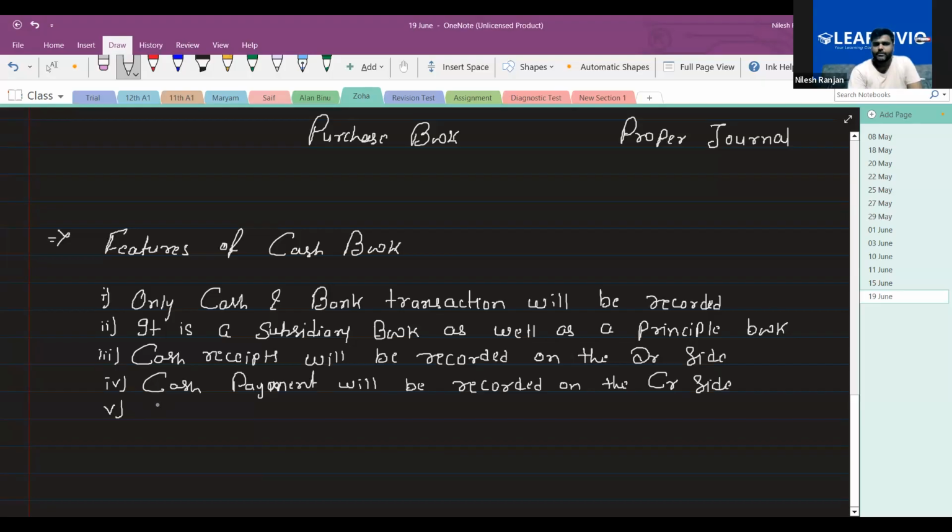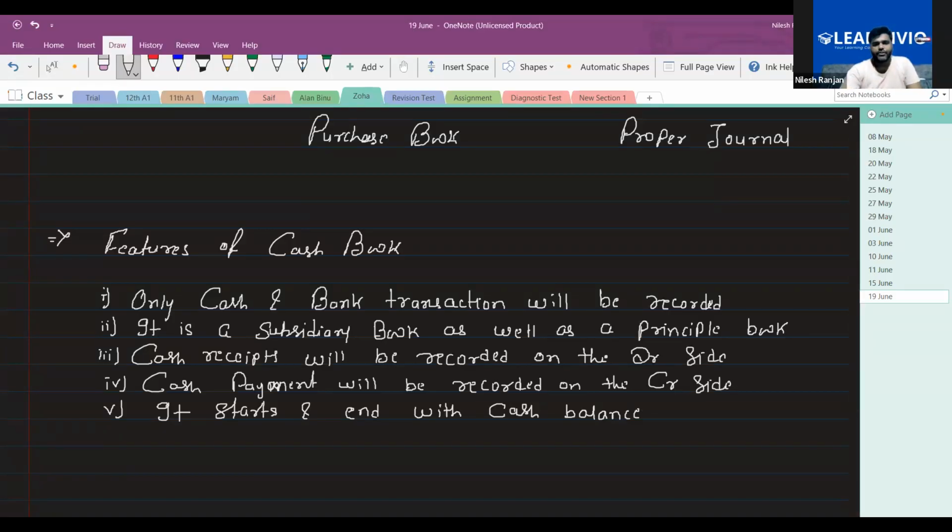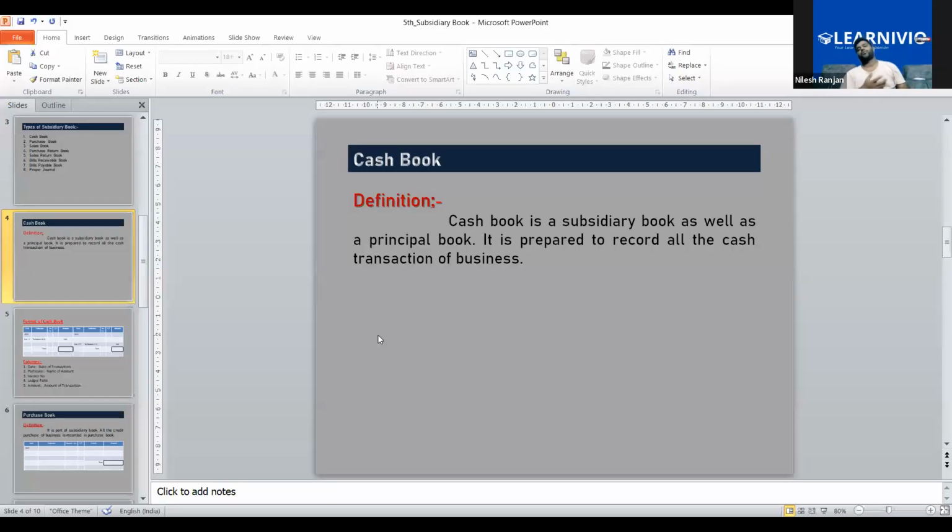The fifth one starts and ends with cash balance. So these are the features of cash book. First, write the definition and then these features. Then we'll discuss all these features. Okay.